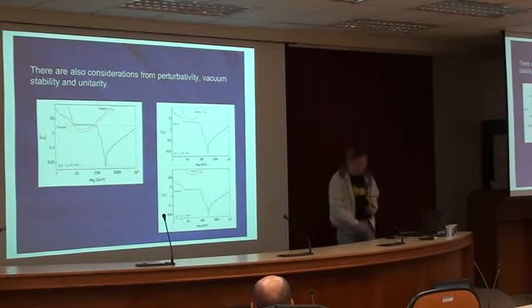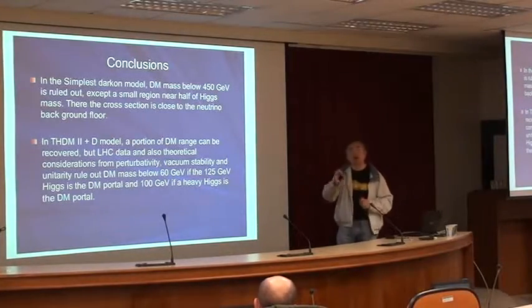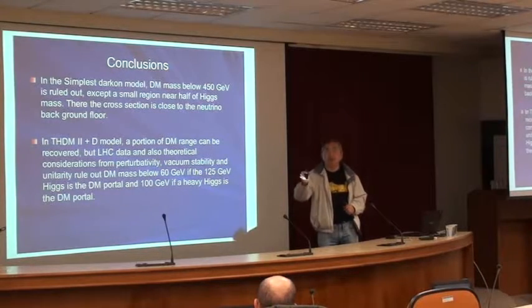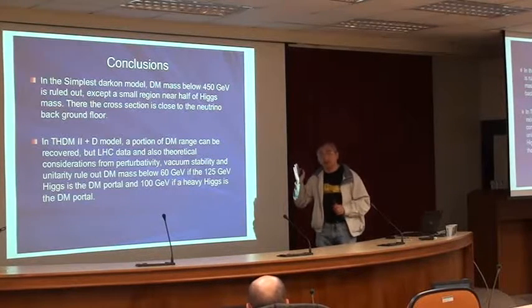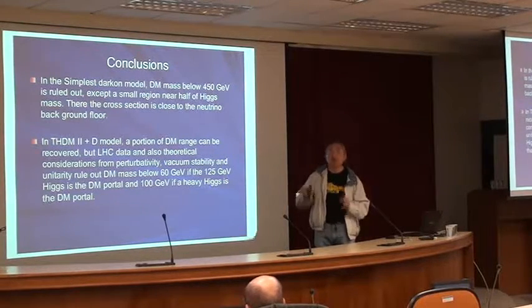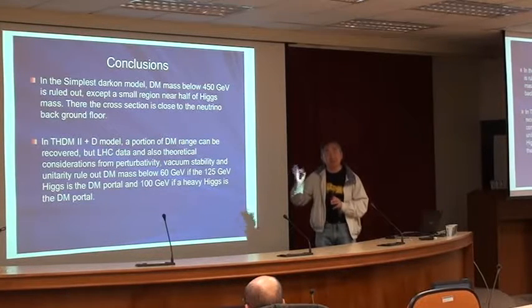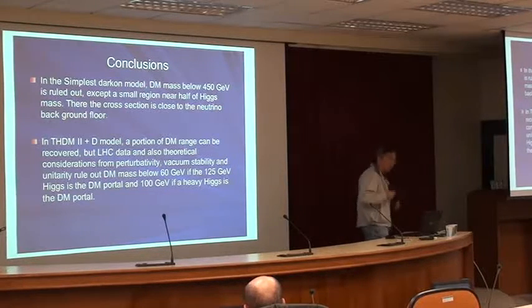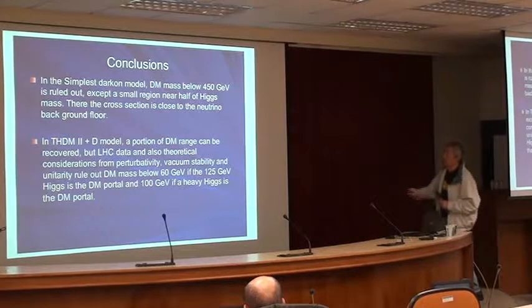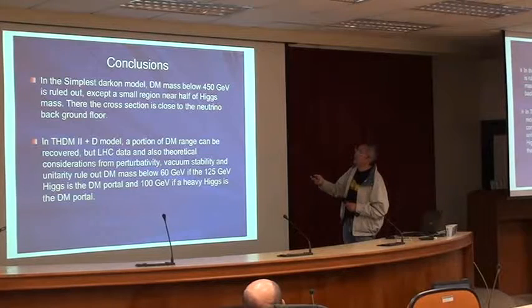So for the two Higgs doublet dark matter model, you can recover some of the space, but you cannot recover all of it. Below a dark matter mass of 60 GeV or so is ruled out. And if the heavy Higgs is doing the job for dark matter relic density and detection, about 90 GeV and below is ruled out. So I come to my conclusion. The simplest dark matter model below 45 GeV is ruled out.